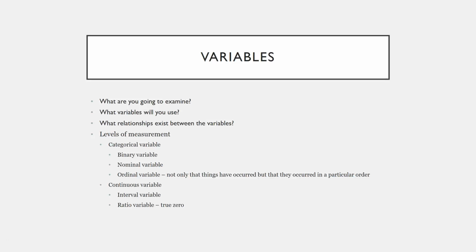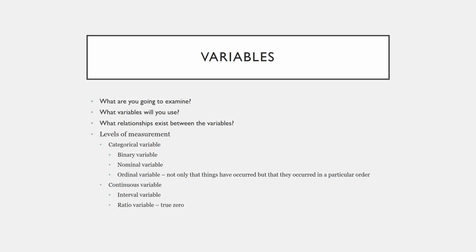Whereas your ordinal variable is a categorical variable, but it is in a certain order: first place, second place, third place. Or group 1, group 2, group 3, if the number on those groups actually has a meaningful use. So those are categorical variables. That's where you're putting people into categories. They're either binary, nominal, or ordinal.